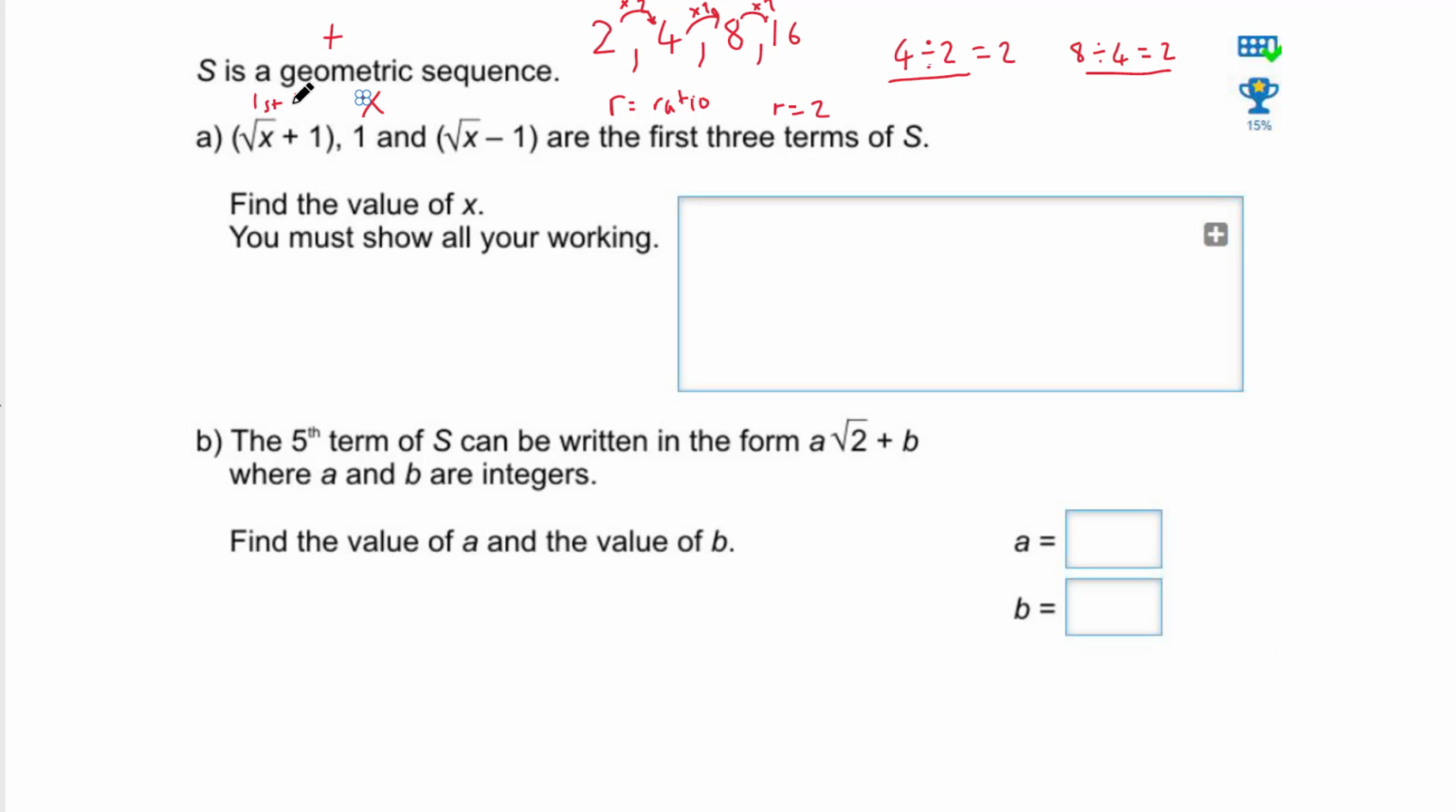Now this is the first term, this 1 is the second term, and root x minus 1 is the third term. Right, so using this knowledge we can say 1 divided by root x plus 1 is going to equal, like what I showed you here with just numbers, the third term divided by the second term, because the ratios are going to be the same because it's a geometric sequence. Now this is the clue to answering this question. Find the value of x.